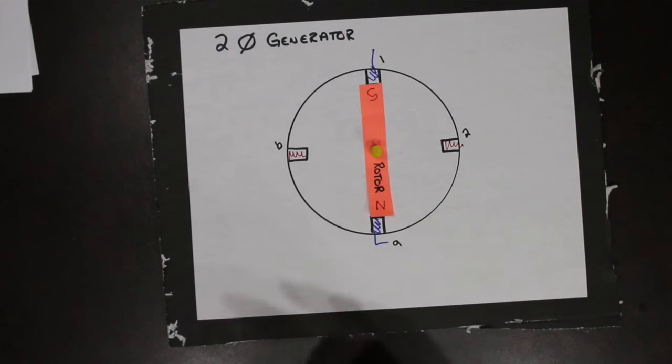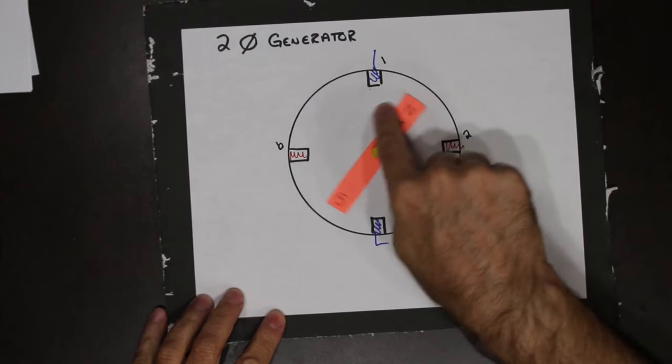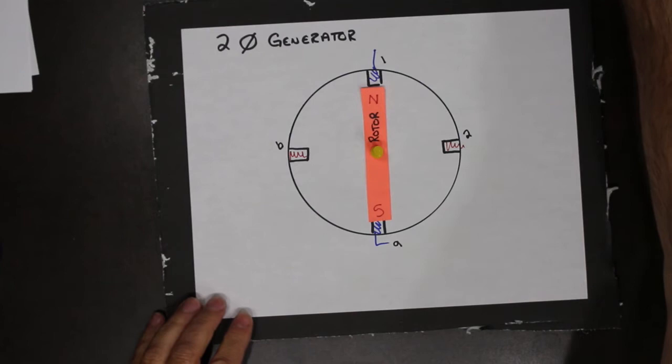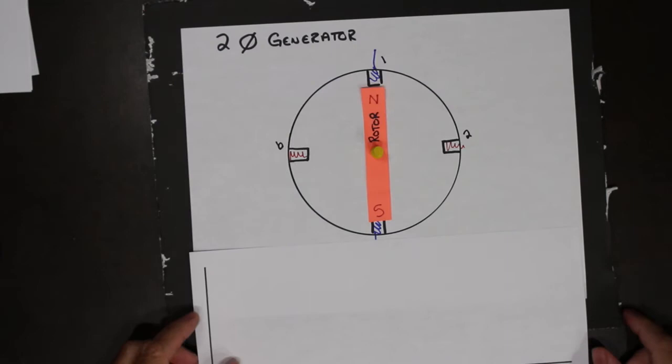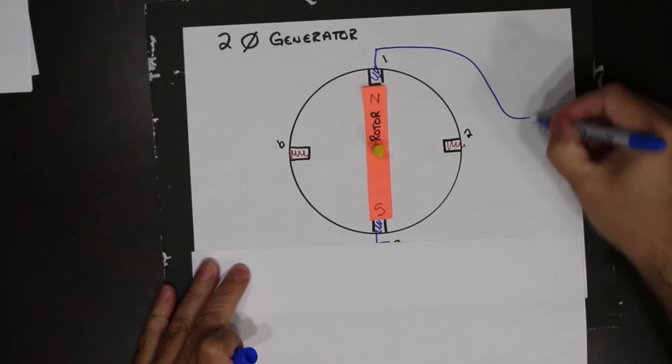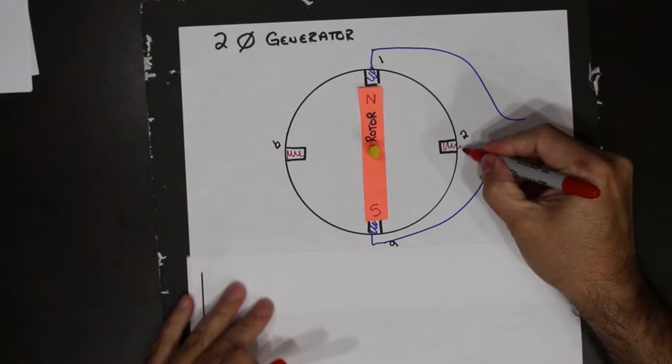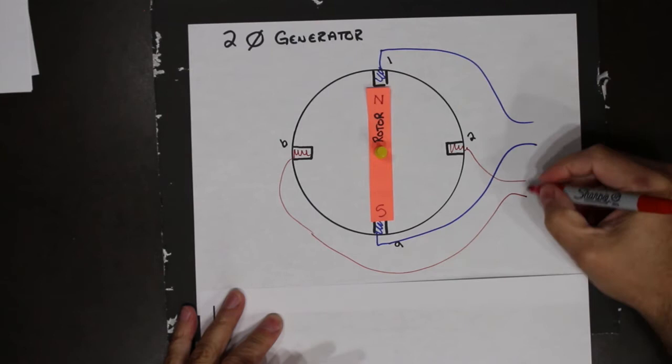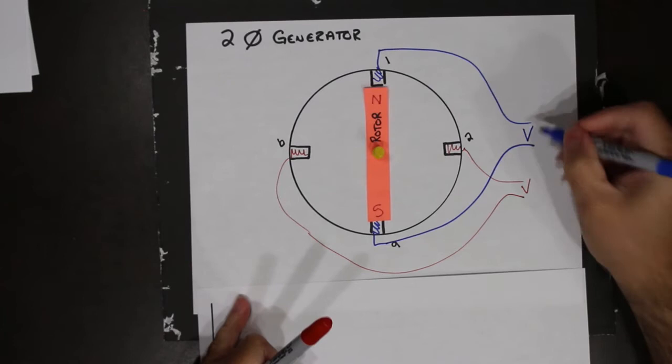So now let's say I spin this generator around. What would my waveform look like? So what we're going to do is take the same thing as what we did before. We're going to tap off of this coil, and tap off of this coil. And I'm creating two voltage potentials inside one generator.